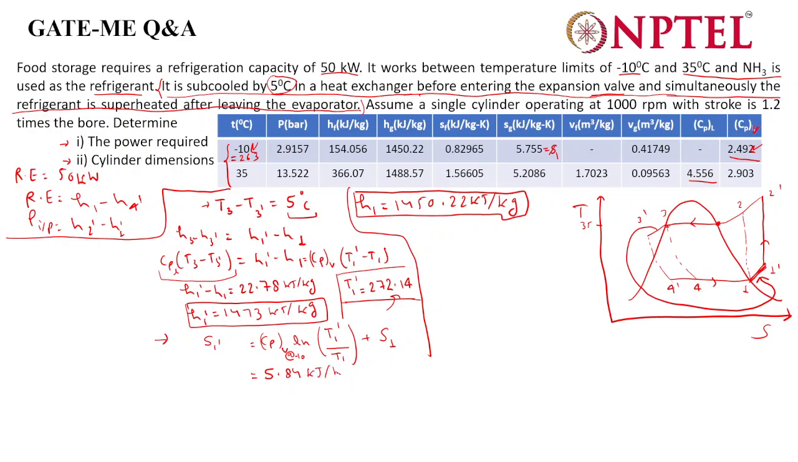Yes, sir. Okay. Now you know the value of S1 dash. It is the same as S2 dash. Correct? If S1 dash is equal to S2 dash, then you have to find the enthalpy of S2 dash. How will you find the enthalpy? Enthalpy you can find only when you know the temperature of that point. So if you know the entropy, how will you find the temperature of that point?